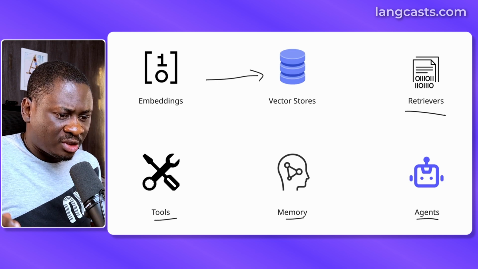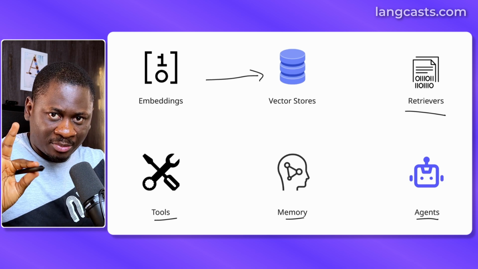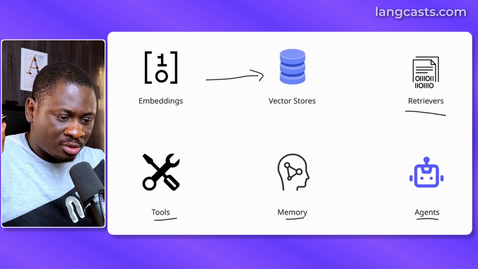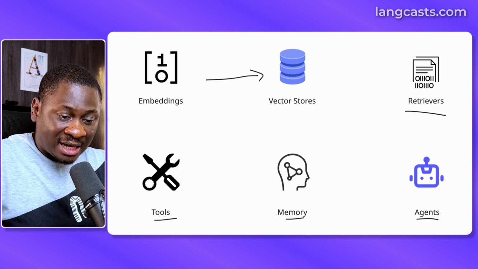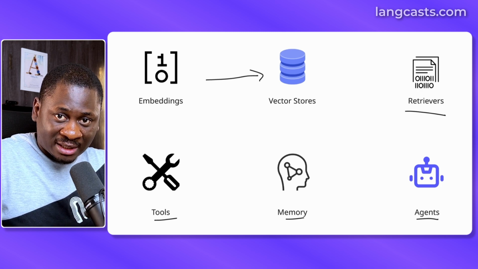So there's always a criteria that makes that ReAct loop of thought, action, and observation stop. So yeah, that's agents, and that's all the components we're going to be looking at in this video.